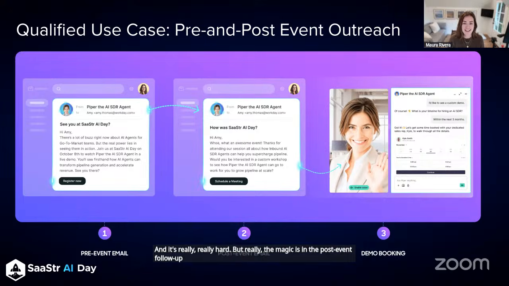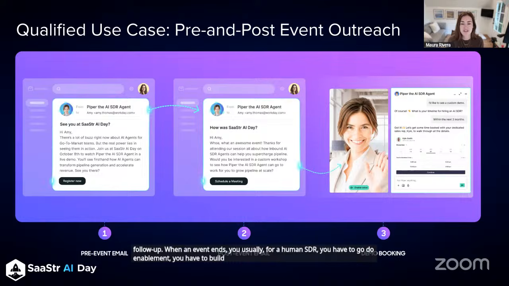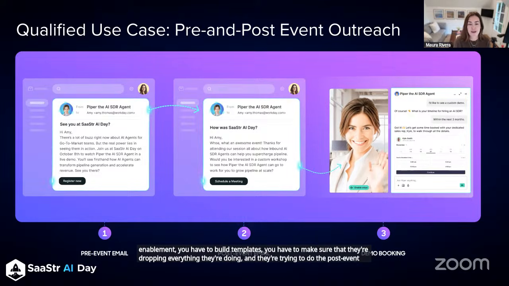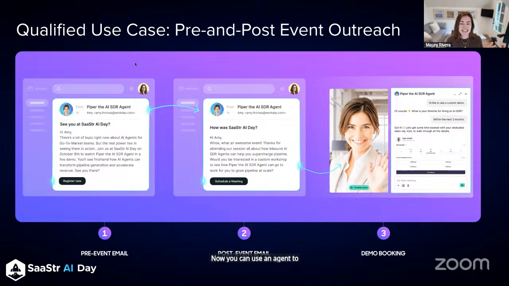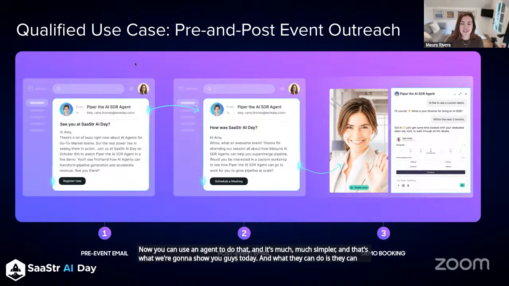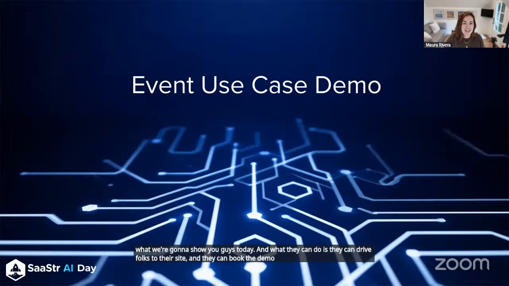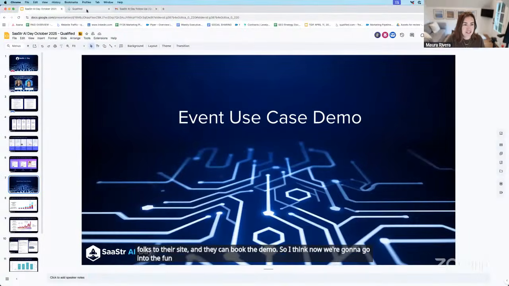When an event ends, for a human SDR, you have to go do enablement, you have to build templates, you have to make sure that they're dropping everything they're doing and trying to do the post-event follow-up. Now you can use an agent to do that, and it's much, much simpler. And that's what we're going to show you guys today. And what they can do is they can drive folks to their site and they can book the demo.